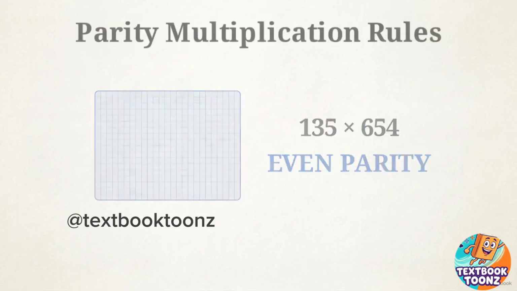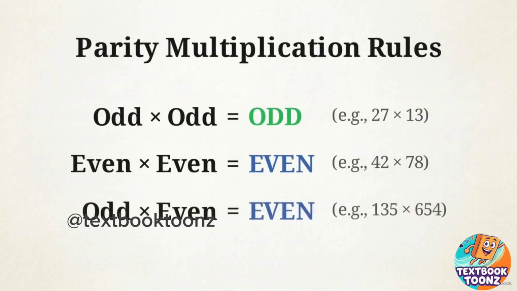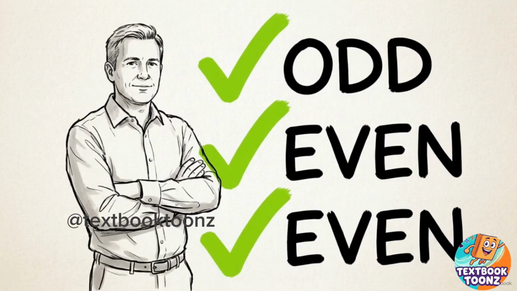This proves the rule. Grids with an even side have an even area, while odd by odd remains odd. By checking the parity of the dimensions, you can identify the parity of the total area instantly, skipping the need for complex calculations. Algebra works the same way.